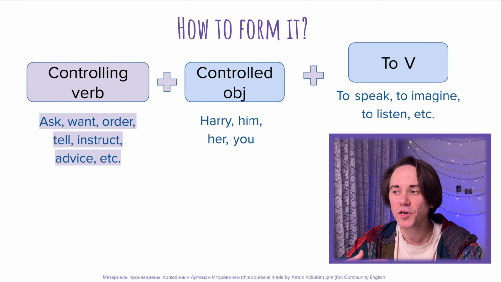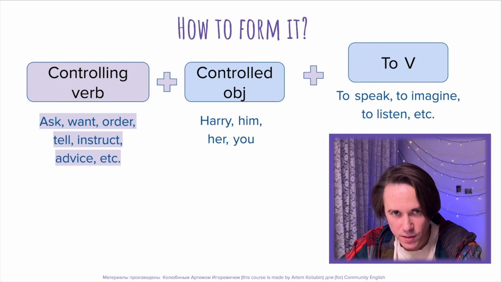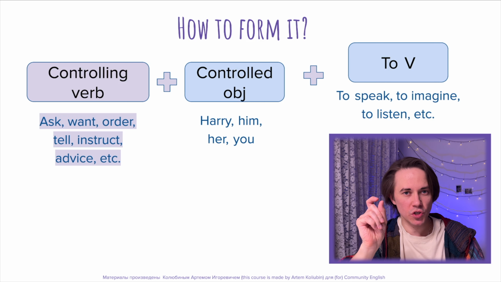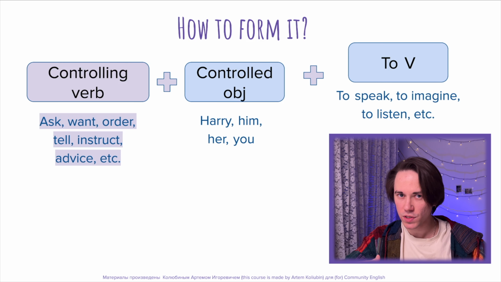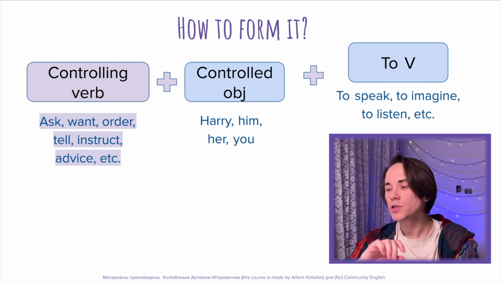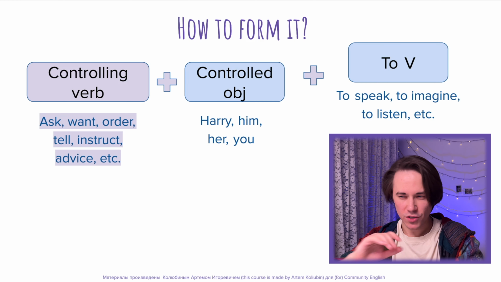So this infinitive here shows this control: to speak, to imagine, to listen. And it's important not to skip this "to" again, because if you skip it, then you don't get across the idea of the control. Of course, we have exceptions, but that's the general idea.